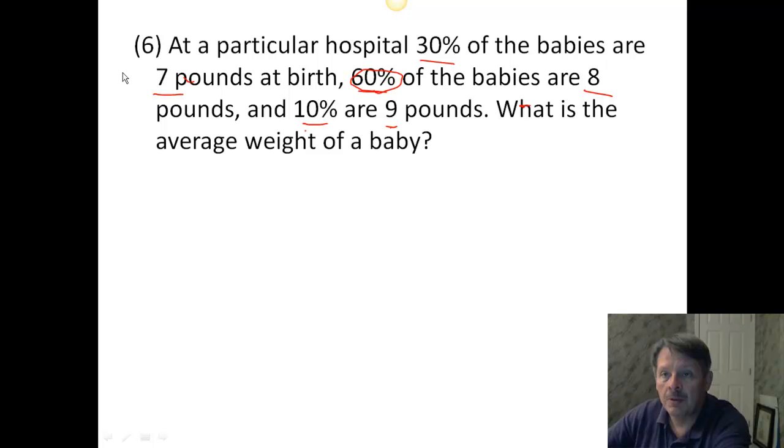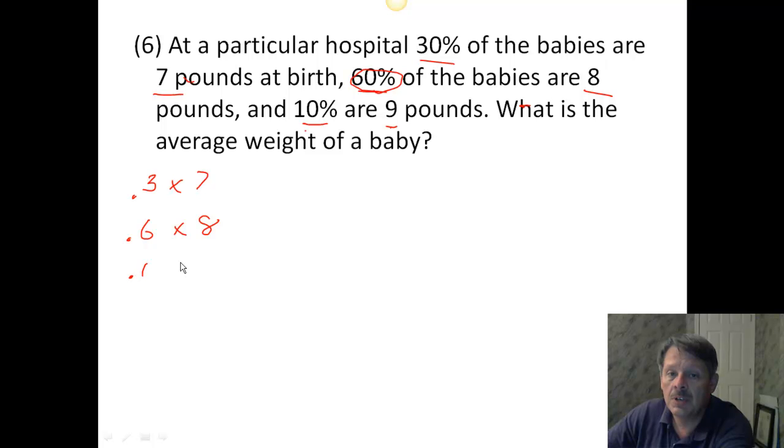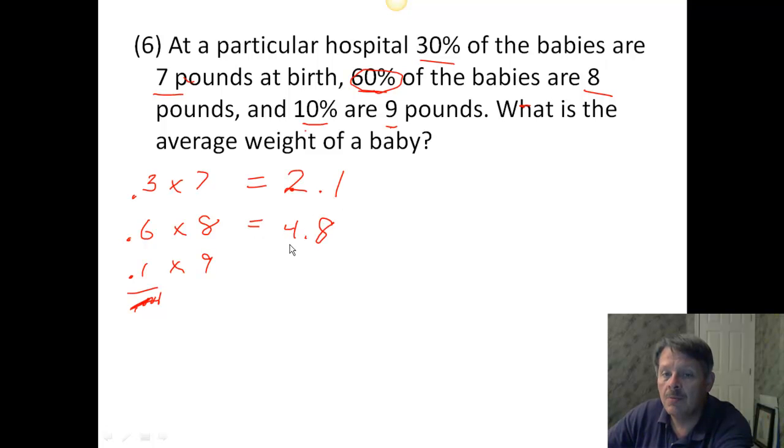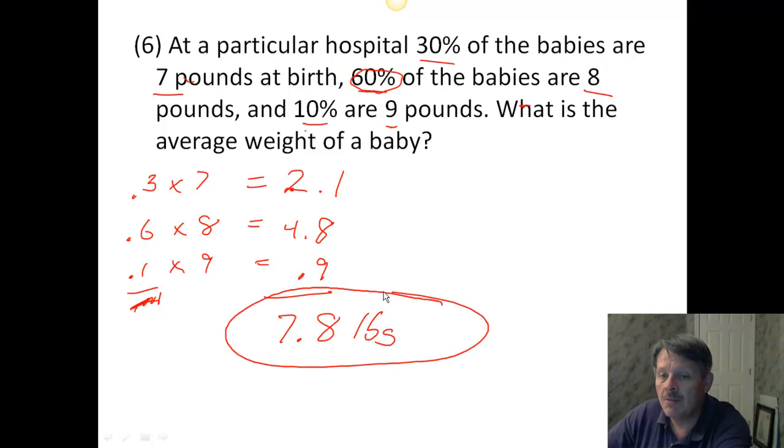Let's go and see what I come up with. I have 30%, which is 0.3, are 7 pounds. I have 60%, which is 0.6, are 8 pounds. And I have 10% times 9 pounds. Notice again, if I add up the 0.3, the 0.6, and the 0.1, I come up with 100%, or 1. Let's go and do this. 0.3 times 7, that's going to be 2.1. 0.6 times 8, that's 4.8. And 0.1 times 9 is going to be 0.9. If I add all these together, the 2.1 and the 0.9 add up to 3. So I add that, and I get 7.8 pounds as the average weight of a baby at this hospital. Does that make sense? I think it does.